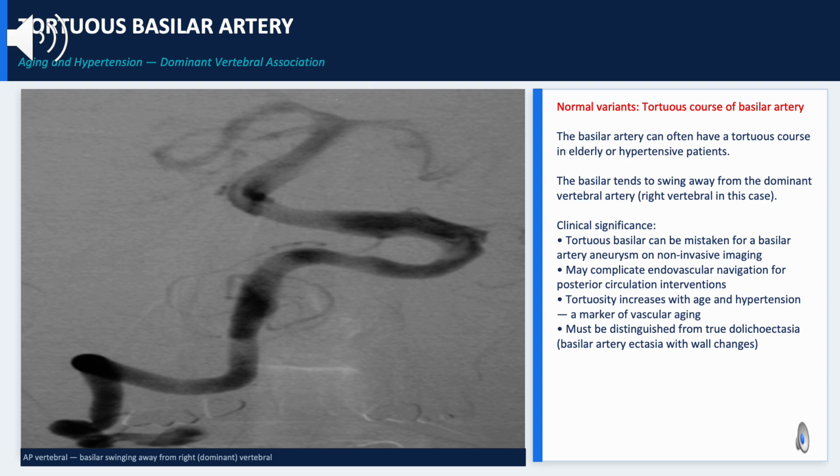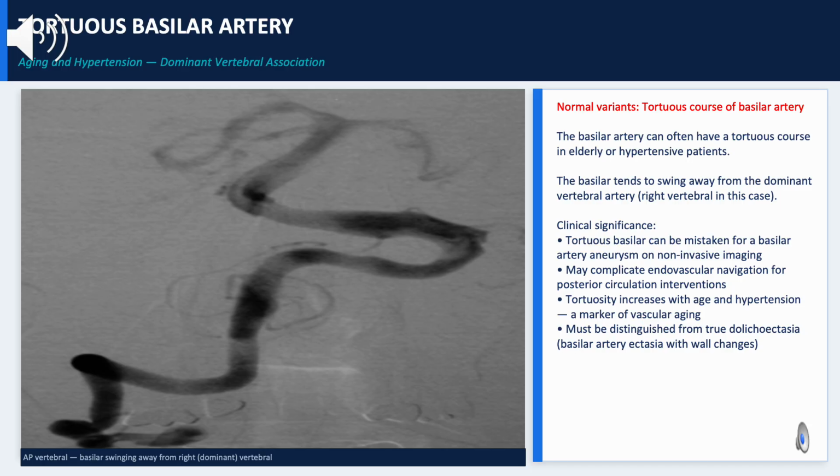The key angiographic observation is that the basilar swings away from the dominant vertebral, in this case away from the right vertebral. This is because the more forceful flow jet from the dominant vertebral pushes the basilar artery to the contralateral side over time. The clinical significance has 2 dimensions.